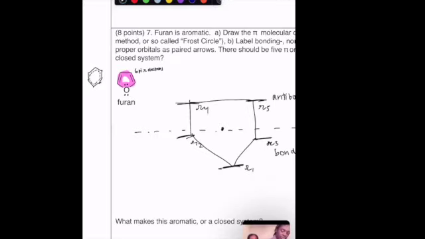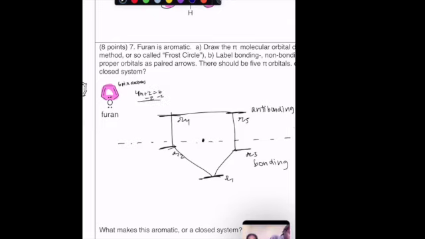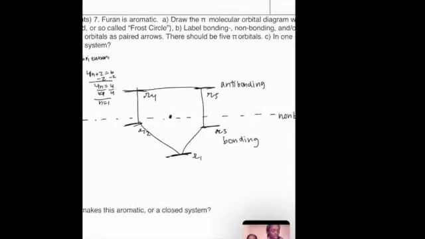Then we can do our Hückel number: 4n + 2 equals 6, so 4n equals 4, n equals 1. That is indeed a positive whole number. So this is aromatic.